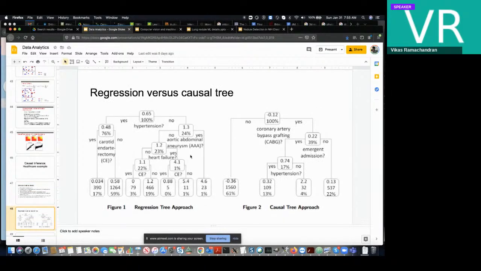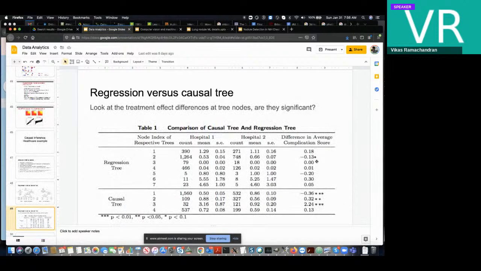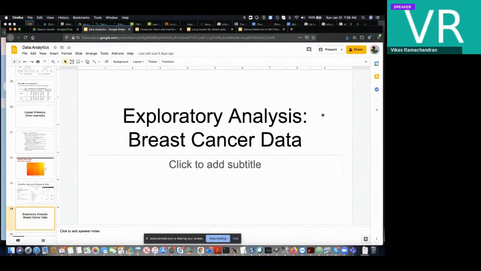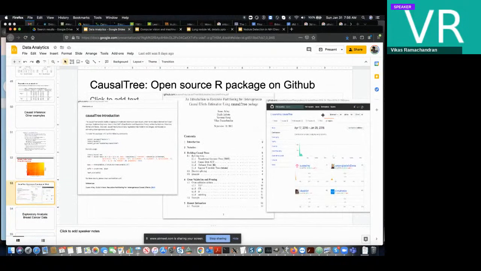If you're just doing regression, it picks features which correlate highly with heart disease, like hypertension at the top. But that doesn't tell you if hospital A is better than hospital B, or procedure A is better than procedure B. That's what we are interested in. On the right, the causal tree has fewer splits compared to the left, but many of these splits, as you see in the table, are statistically significant. The regression tree has a lot of splits on a lot of variables, but most of them are not statistically significant.